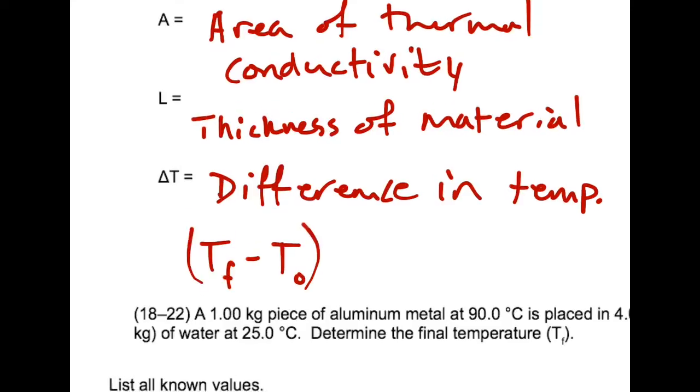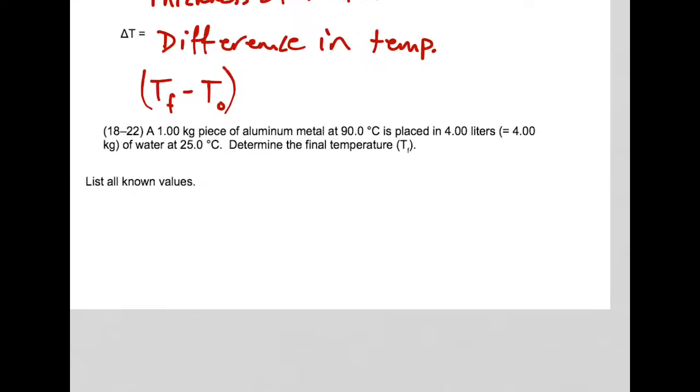You can use that. Okay, so this is the real reason why I wanted to do this video. A 1 kilogram piece of aluminum metal at 90 degrees Celsius is placed in 4 liters, which is 4 kilograms, of water at 25 degrees Celsius.